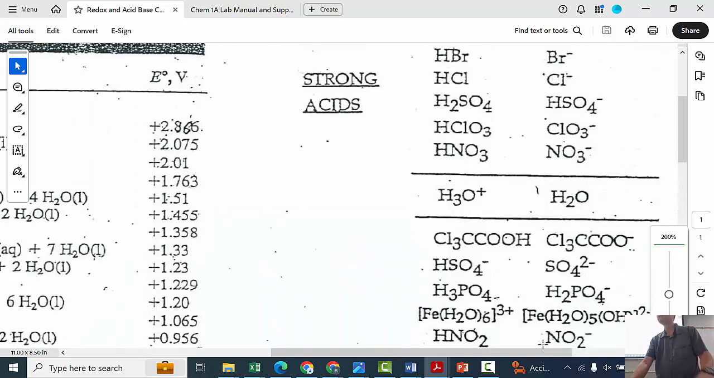What we're dealing with: H2SO4 is a strong acid. HSO4 minus, is it a strong acid? No, it's a weak acid. And SO4 2 minus isn't even an acid, it's a base. HSO4 minus is amphoteric. It occurs on both sides of the chart over here. So we see that. So just be aware of that.